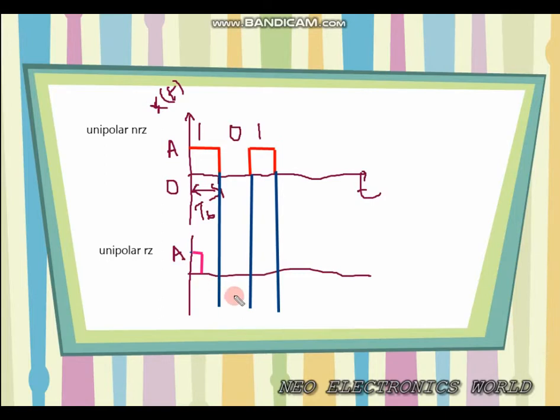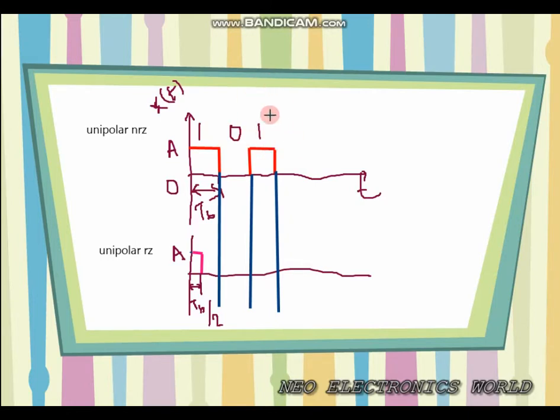I'm not drawing this here as there's no space. This portion is TB by 2. Write it here, otherwise you will forget this. Okay, this portion is TB by 2. Then how can you represent the 0? For 0, you don't have to write or draw anything. Here we have to use 0, so nothing to draw here.